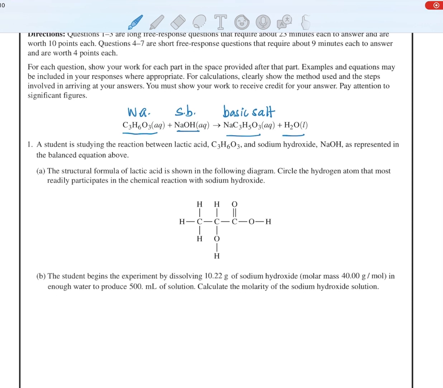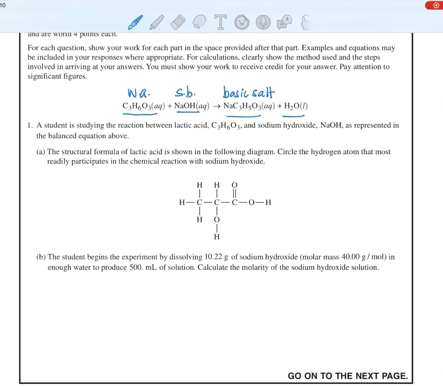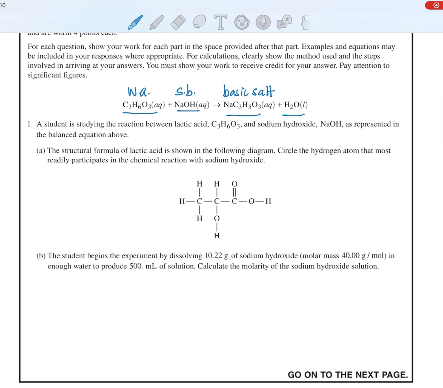It says here to identify, using this structural diagram, what hydrogen atom most readily participates in the chemical reaction. So knowing that this is an acid-base reaction, first of all, I know that the H's that are bonded to carbon are unreactive, and the only reactive components are these functional groups here. So the OH, this hydroxyl, and this carboxylic acid, those are the two more reactive components.